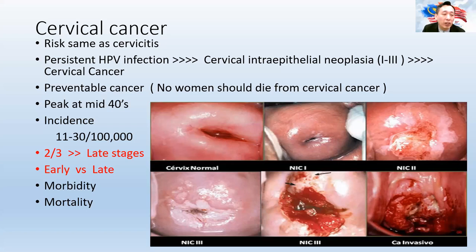Cervical cancer is actually preventable. No women should die from cervical cancer. Most of the time, cervical cancer peaks at 40 years old. Incidence is 11 to 30 in 100,000. It is more prevalent in Chinese compared to Malay and Indian because of sexual practice, as they have more sexual partners. The majority of our ladies here in Malaysia, two-thirds, present at a late stage, stage 2 and above. When you compare to overseas, Europe, the UK and the US, they present to the doctors earlier than us. And it is associated with morbidity and mortality.